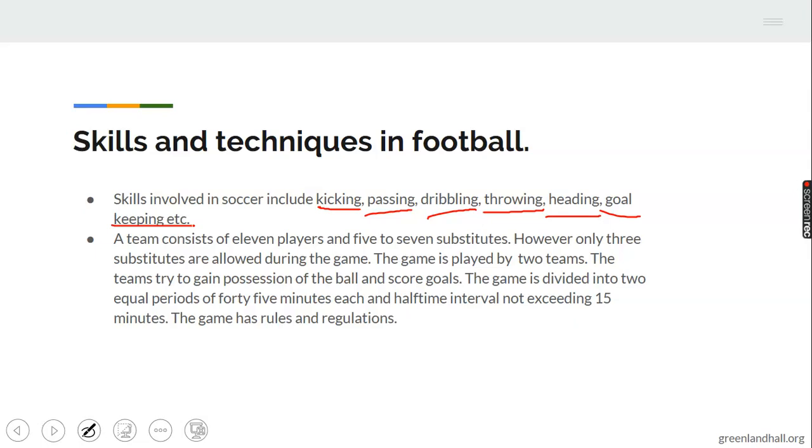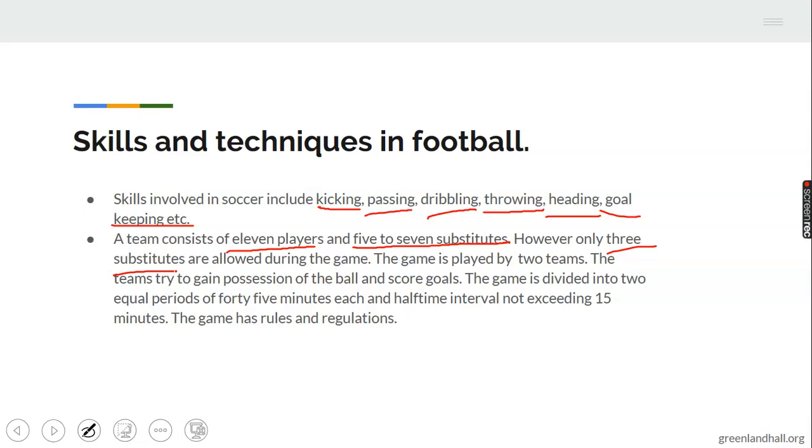Now, a team in football consists of 11 players. Take note of that. 11 players and 5 to 7 substitutes. Well, who are the substitutes? In case a player sustains injury, it's the substitute that will replace the player. Now, listen to this. However, only 3 substitutes are allowed during the game. During the game, only 3 can be used. After 3 people have been used, no other person can replace anyone again.